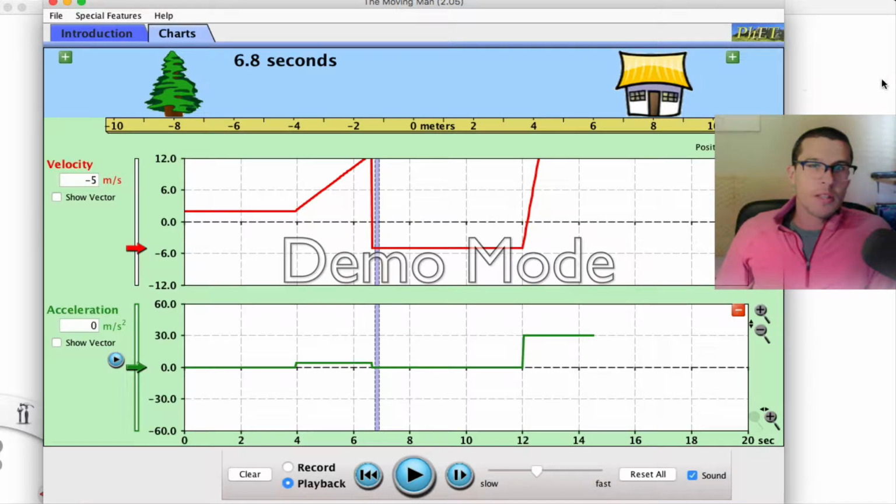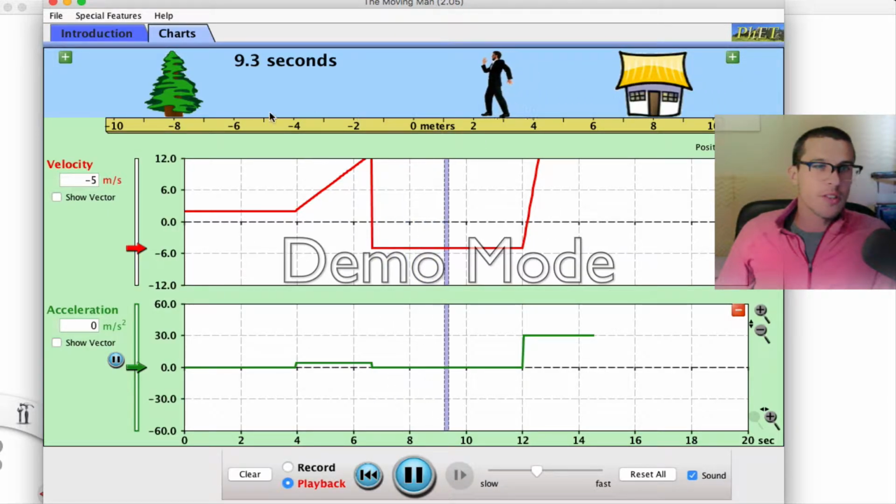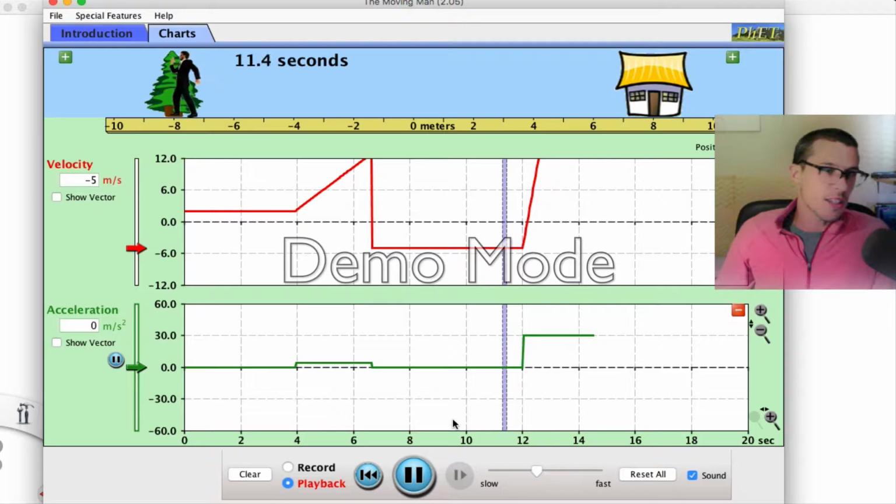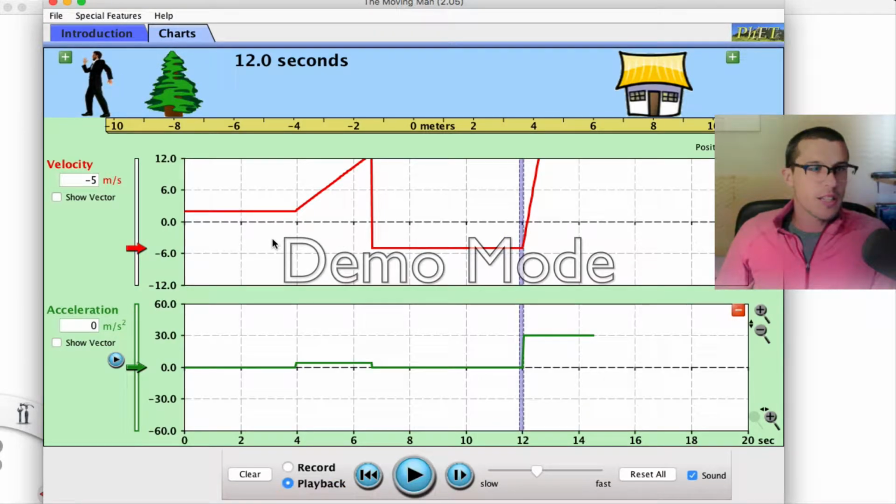You can't see it over here, but this guy has turned around and is now going backwards. He looks like he's going at a constant velocity, and he is. That constant velocity is -5 meters per second. Over here, the acceleration is zero because he's not changing that velocity. The velocity is staying the same. So that should all make sense now.